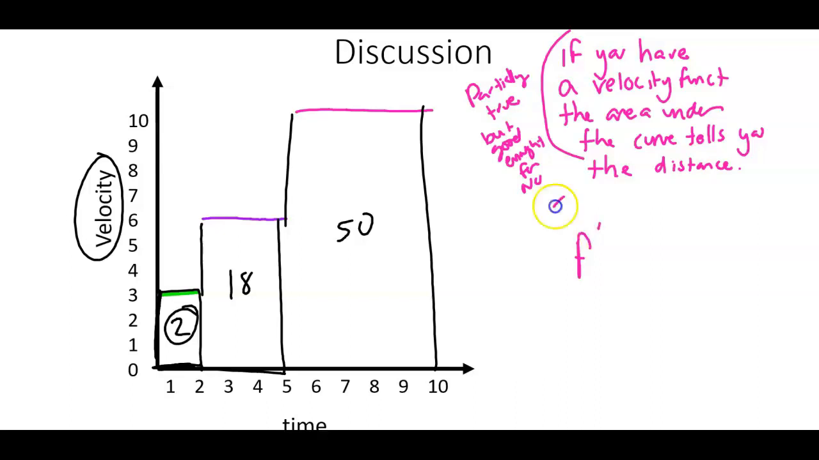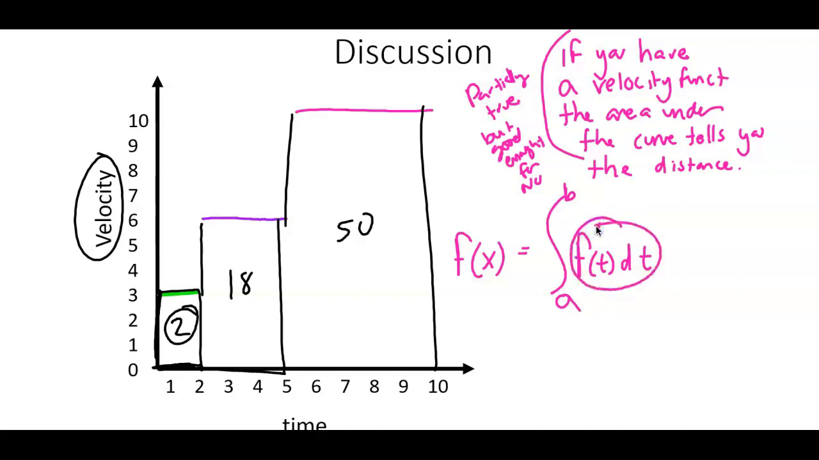The area under the curve, though, can also be represented by an integral. And let's define that as a new function. We'll call it regular f. We started at 0 seconds and we went to 10 seconds, right? But we'll just go ahead and put a and b for now. But basically, if you integrate the velocity, the result is the distance, right?